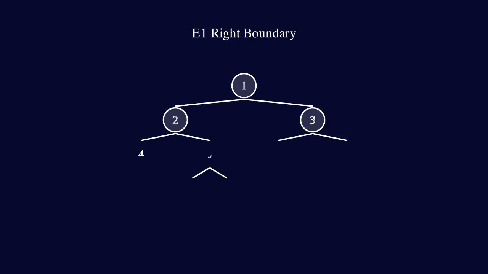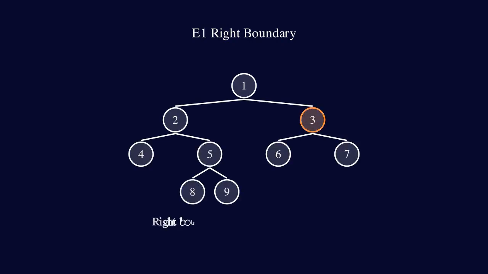For the right boundary in example 1, walk down the right side and ignore leaves. Starting at 3, the next node is 7, which is a leaf, so we skip it. That means the right boundary, excluding leaves, and written bottom up, contributes just 3.